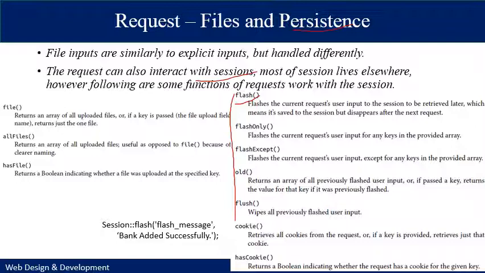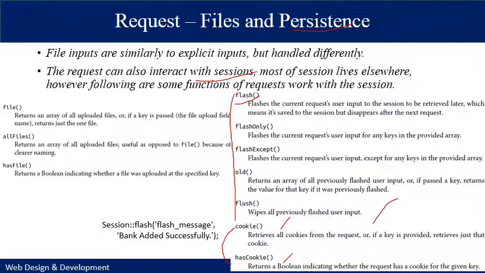FlashExcept uses the same mechanism, and it flashes the current user request input except for any keys provided in the array. Old returns an array of the previously flashed user input, or if passed a key, returns the value of the key if it was previously flashed. Flush wipes out the previously flashed information from the user input. Similarly, cookie and hasCookie have their particular usage. Cookie retrieves all the cookie information. If you want to collect the cookies, you can use the cookie method, and if you want to check a specific cookie, you can use hasCookie.